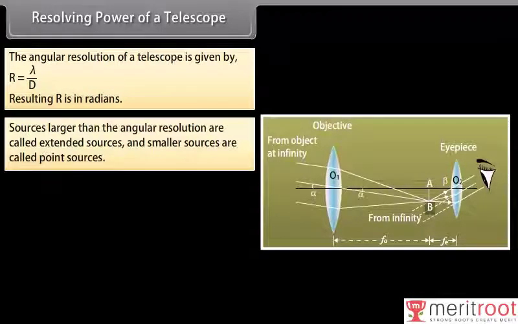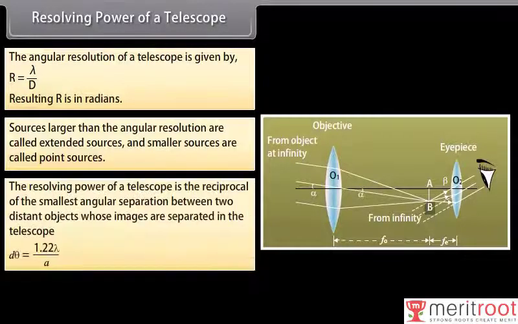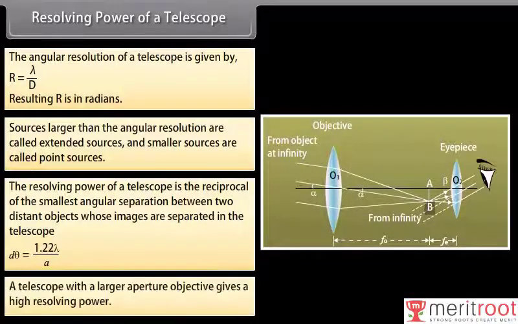Sources larger than the angular resolution are called extended sources and smaller sources are called point sources. The resolving power of a telescope is the reciprocal of the smallest angular separation between two distant objects whose images are separated in the telescope. Dθ = 1.22λ/A. A telescope with a larger aperture objective gives a high resolving power.